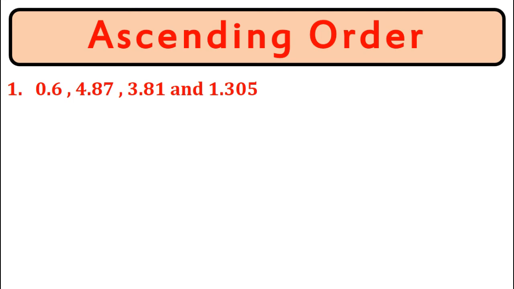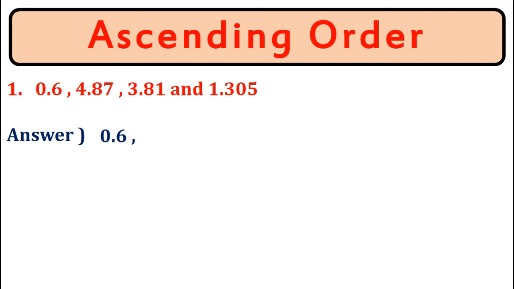The whole number part of 0.6 is 0, 4.87 is 4, 3.81 is 3 and that of 1.305 is 1. Since we can clearly see that out of 0, 4, 3 and 1, the number having the smallest whole number part is 0. So we write that first. The next smallest whole number part is 1.